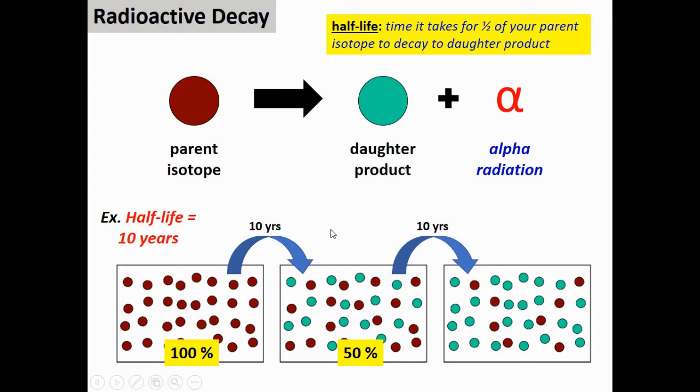And then if another half-life passes, another 10 years, we will now have 25% of our original parent isotope, and 75% of our substance will now be daughter product. And we could go another 10 years, then we'd get down to 12.5% of our original parent isotope and whatever adds up to 100% of the daughter product. So again, half-life, the time it takes for 1/2 of your parent isotope to decay to your daughter product.